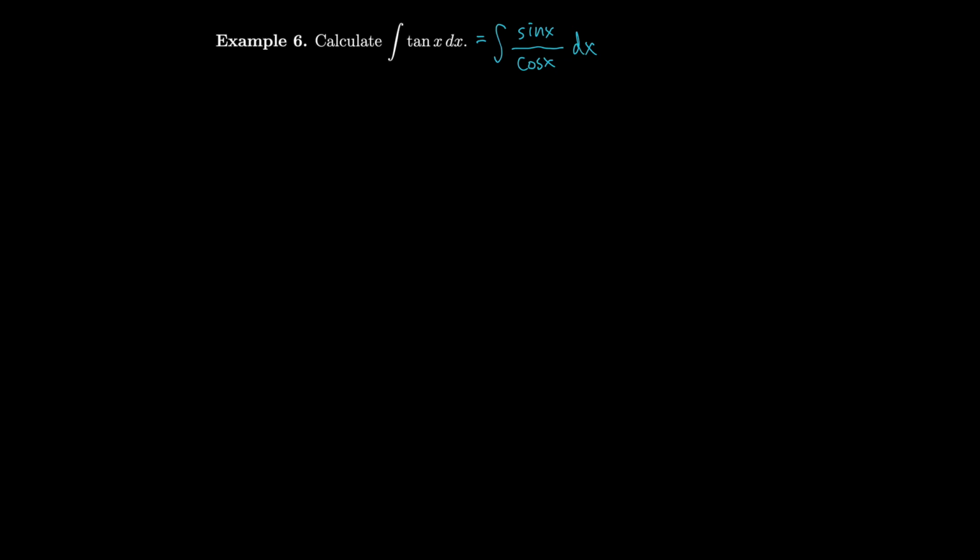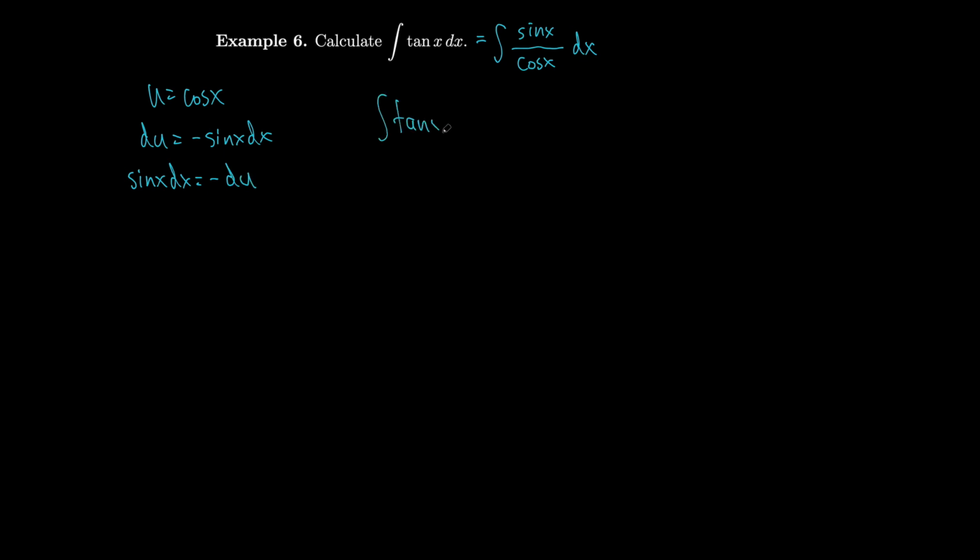So instead we should let u equal cosine x, du equal minus sine x dx, and that way it's in our numerator when we substitute in. And we get that sine x dx, which is what we want to replace, is equal to minus du.